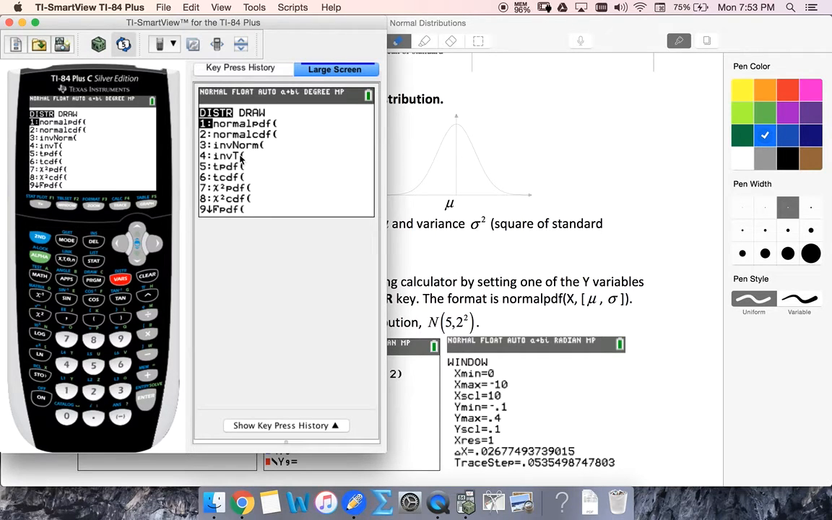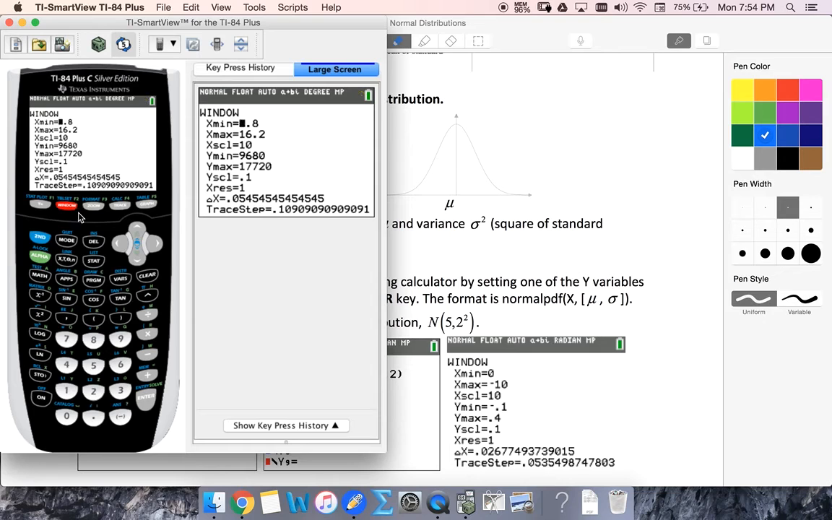So I'm not going to use the draw here. I'm going to use the distribution, norm PDF. So I use the X variable, and then we're going with a mean of 5 and a standard deviation of 2, just because those are the numbers that I picked. So paste. And now I want to change my window.